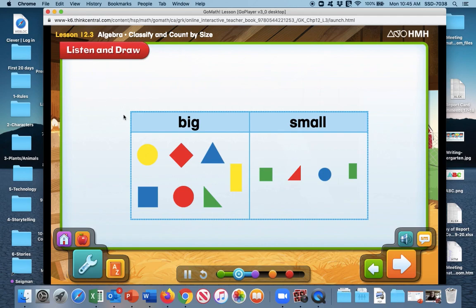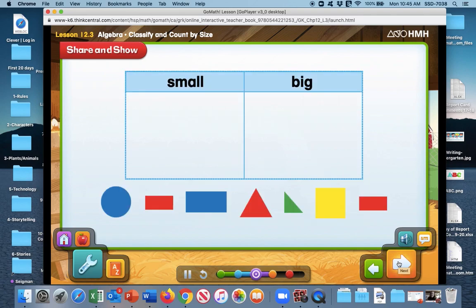You've sorted all the shapes into big and small categories. Well done! What sizes are the shapes? Big and small. How are these two shapes alike? They're both big.